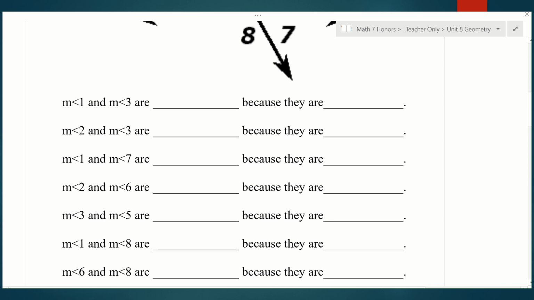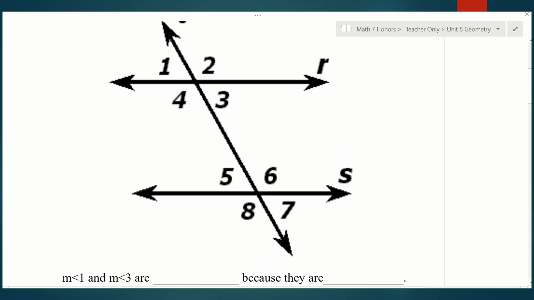One thing I will mention is that anytime you are asked the relationship between an acute angle and an obtuse angle in this diagram, it's always that they are supplementary. There is no other relationship between an acute and obtuse angle in this diagram besides the fact that they're supplementary. All right, let's take a look at what we have here.